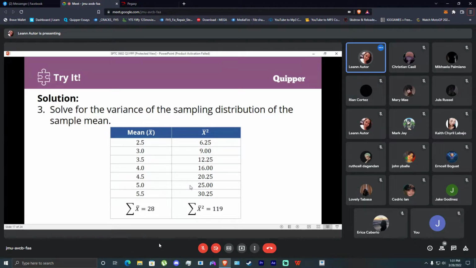So what is 119 minus 28 squared? Okay, all of you solve. 784, ma'am. Divided by 7. 112. 112 over 7. So, is that correct?